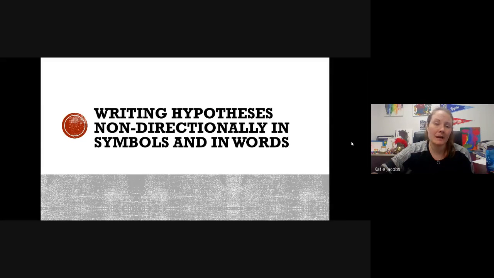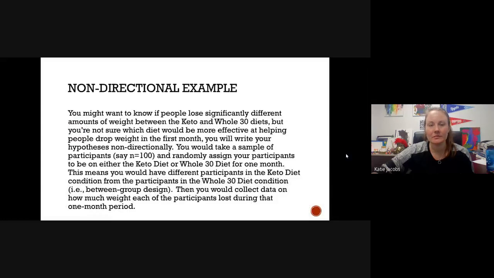So when we write our hypotheses non-directionally in symbols and words, it's a little bit easier than writing them directionally. So let's start with the non-directional first, and then we'll move into the directional hypotheses as well. So, a non-directional example. You might want to know if people lose significantly different amounts of weight between the keto and Whole30 diets, but you're not quite sure which diet would be more effective at helping people drop weight in the first month. So you write your hypotheses non-directionally.